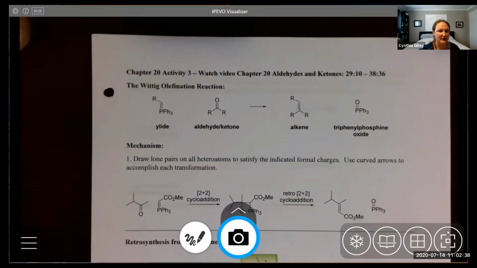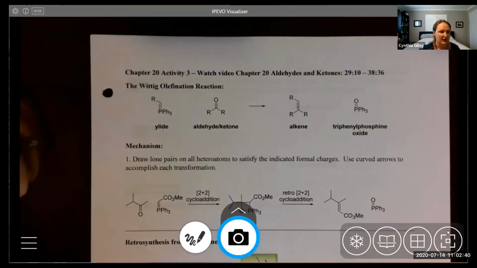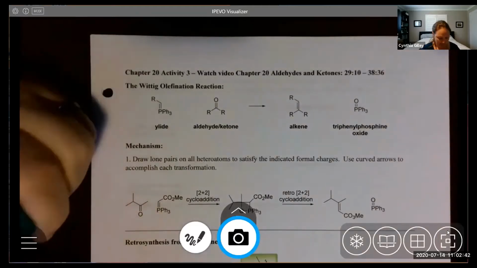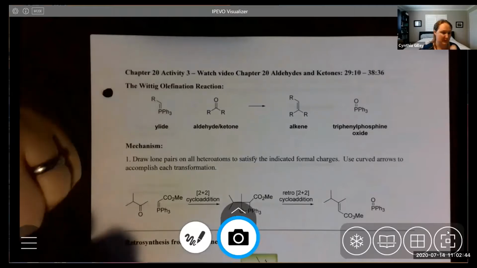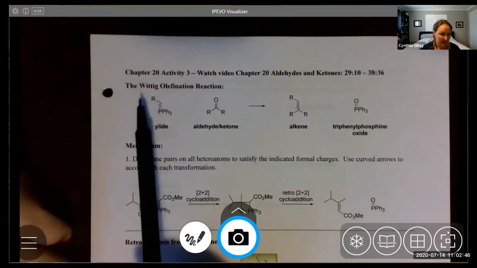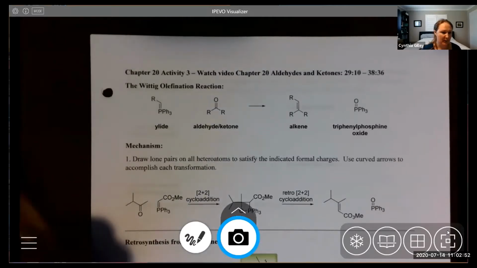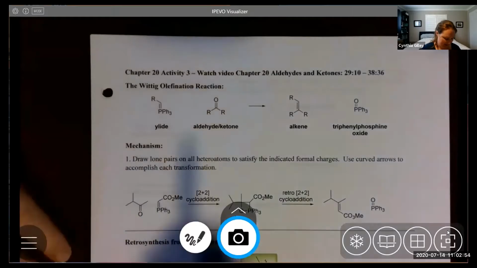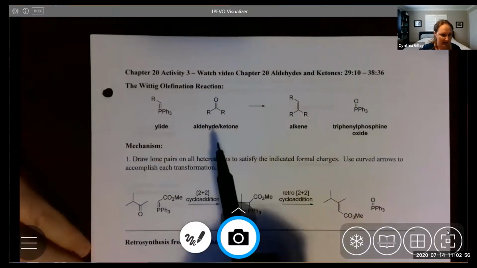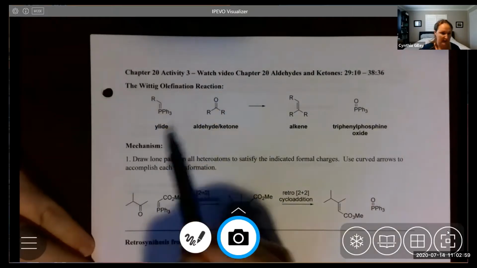Chapter 20, activity 3. We start off with the Wittig olefination. Even though it's a W, it's pronounced with a V sound. It's a Wittig olefination reaction, which utilizes an aldehyde or ketone and what's called a phosphonium ylide.